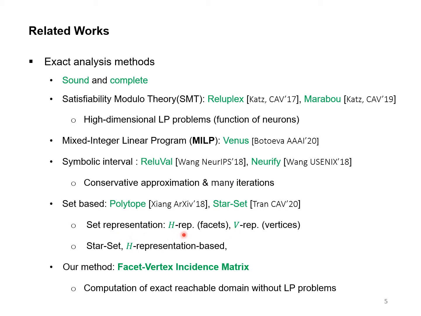To solve this problem, they also propose another method called star set, which is an H representation-based method. This method can avoid the conversion between H and V representation such that they can improve the efficiency. But still, there are a lot of LP problems involved in the computation. Overall, to improve the computational efficiency, we proposed our method, which is based on the Facet-Vertex incidence matrix. Our method can compute the exact reachable set without any LP problems, such that we can improve the computational efficiency.